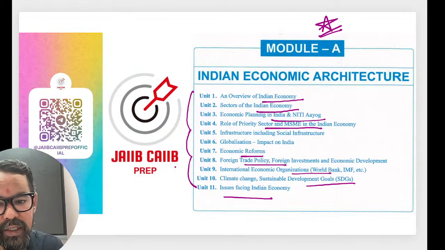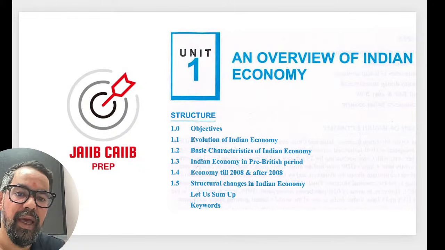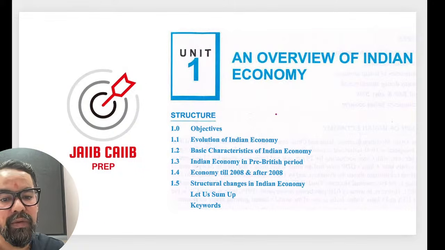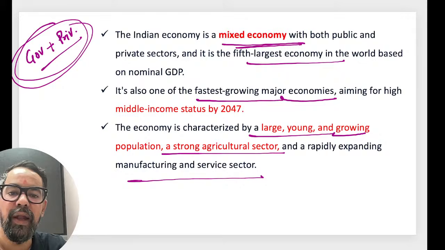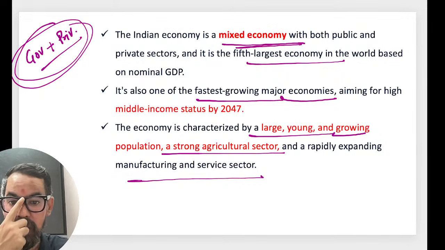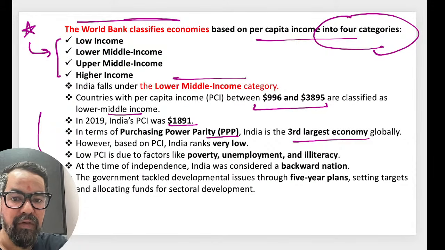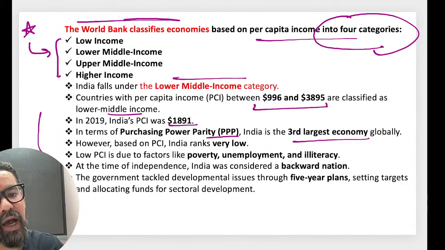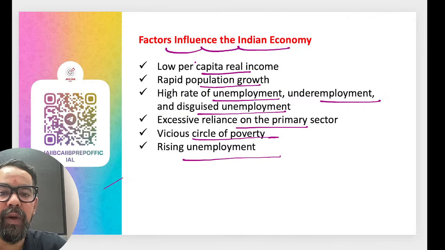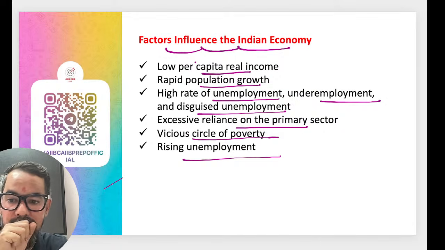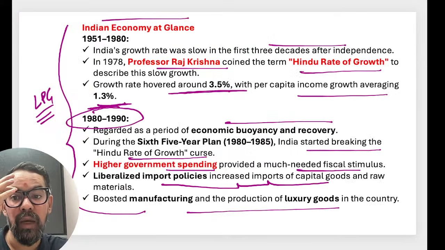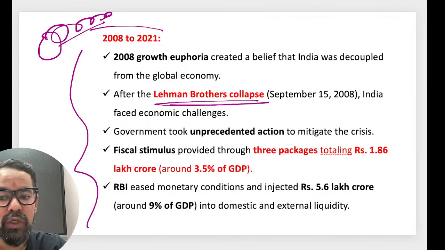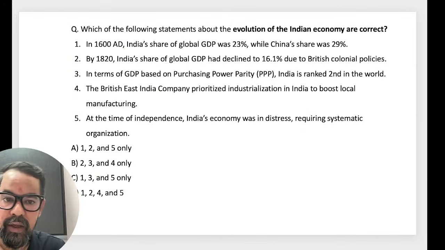So let's start the discussion with the very first unit, which is an overview of the Indian economy, which includes two major areas: the core Indian economy and the features of the Indian economy. So we are a mixed economy. Apart from this, the World Bank classification gets asked many times, so you have to be very careful around this one. Apart from this, factors influencing the Indian economy and the historical background, the different phases and all, so you can go through all of these. All right, let's start.